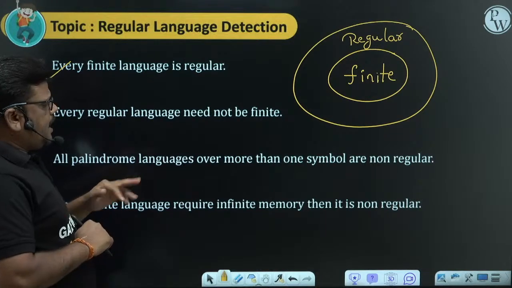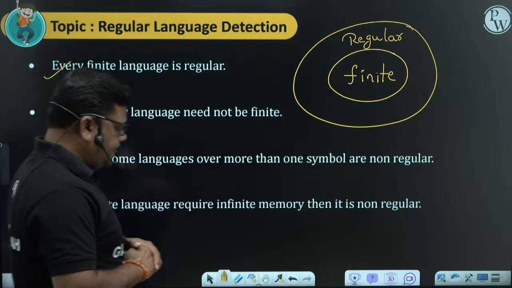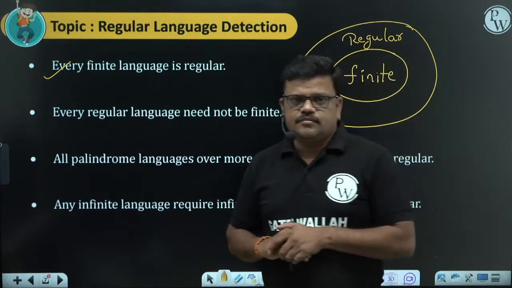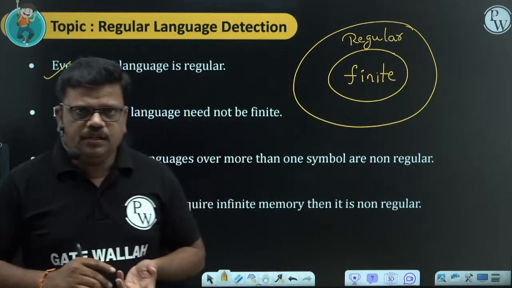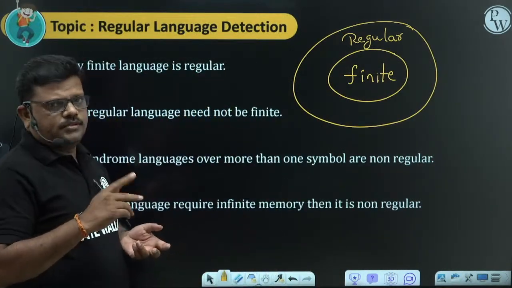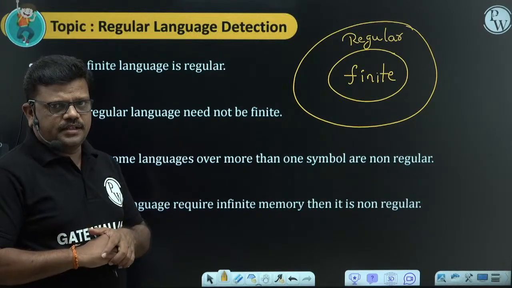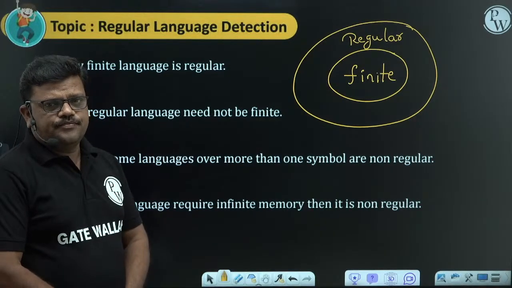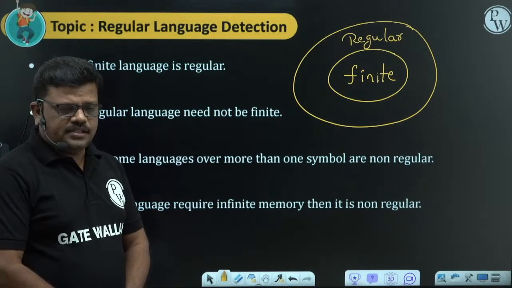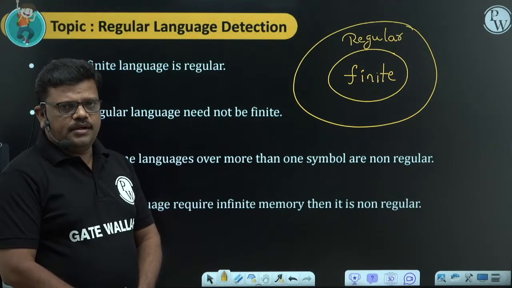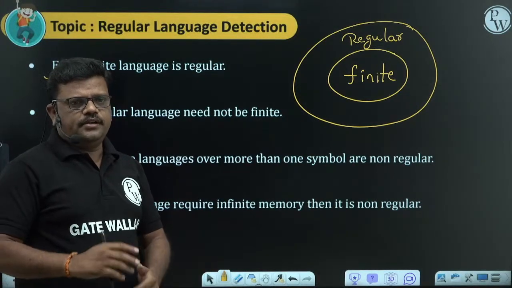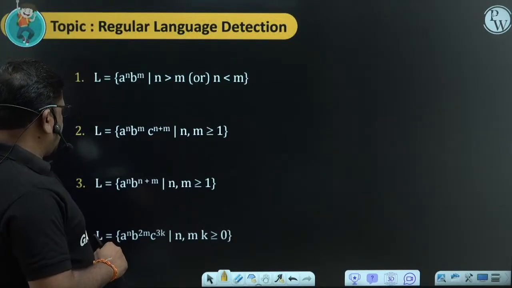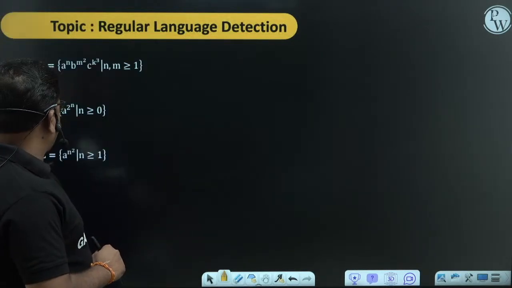The palindrome language is also one of the things. And one more thing is a language formed over one symbol. We studied some questions on that in the last class. What is the concept? Common difference. If a common difference exists, it is regular; if there is no common difference, it is non-regular. This is the way we concluded the detection of regular languages, and we solved these questions in the previous session.